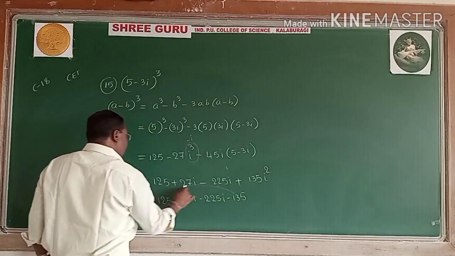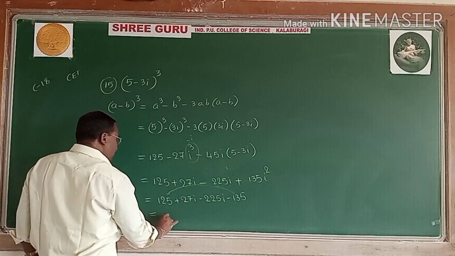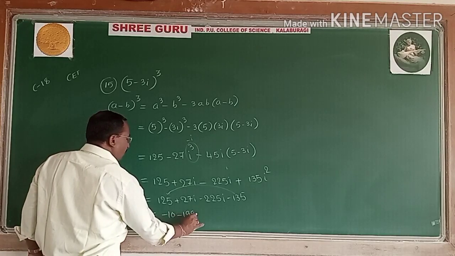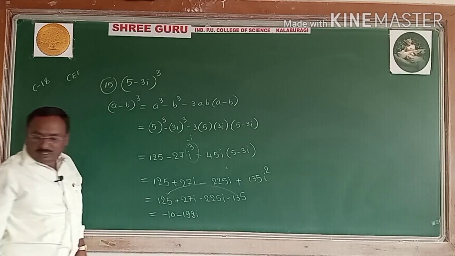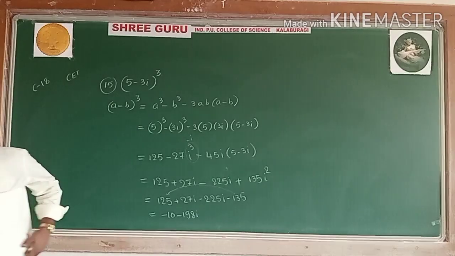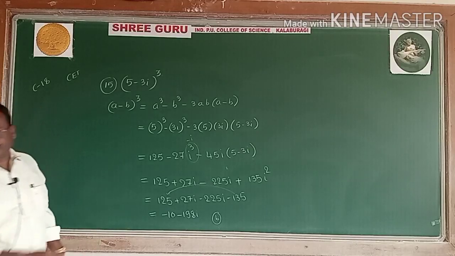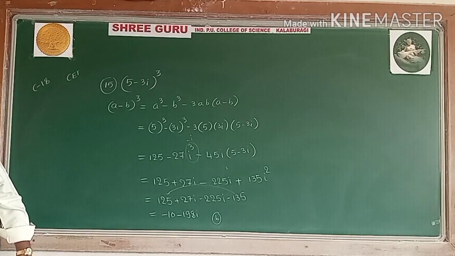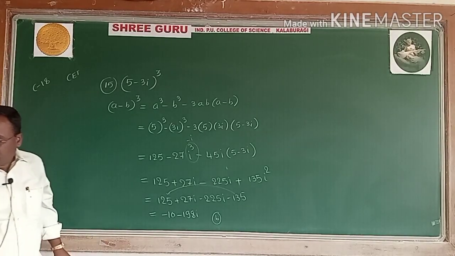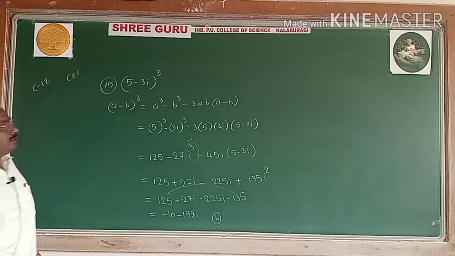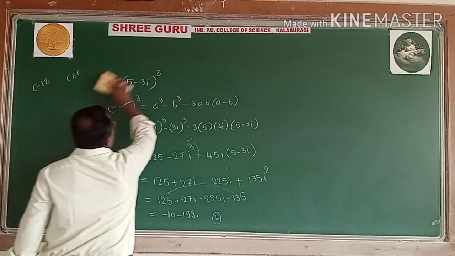Separate real and imaginary parts: minus 10 minus 198i. Minus 10 minus 198i, option B, second option. Next, example number 16.